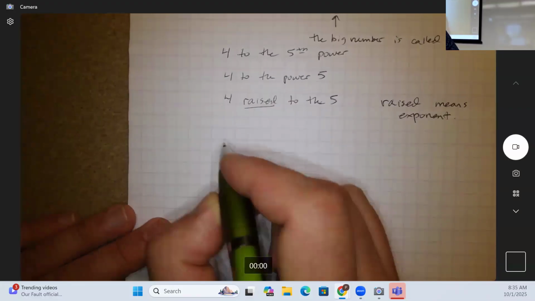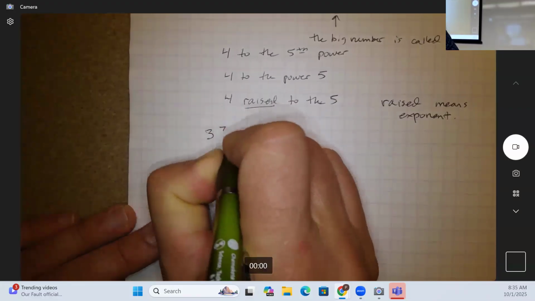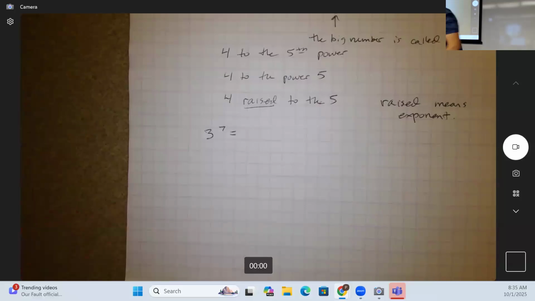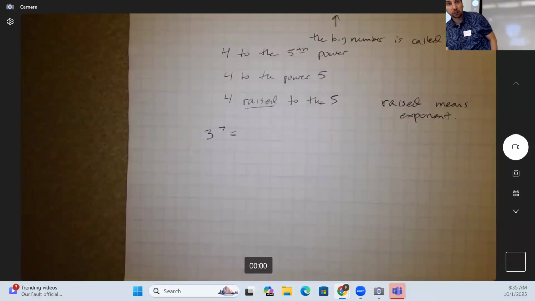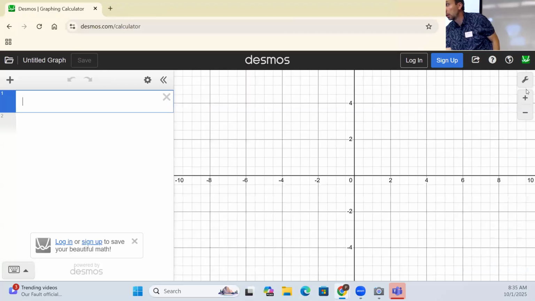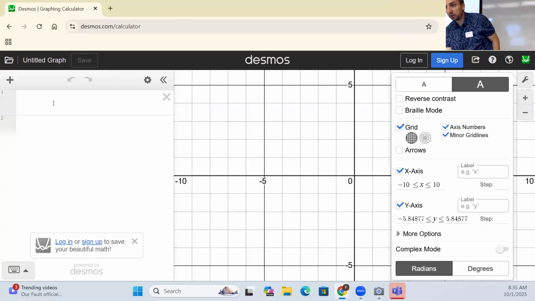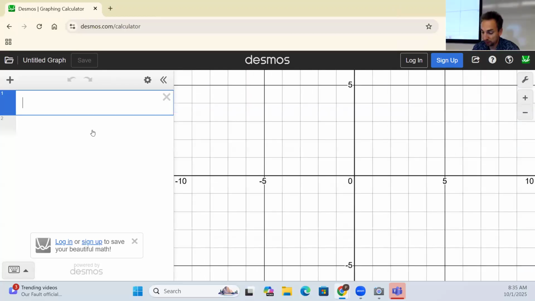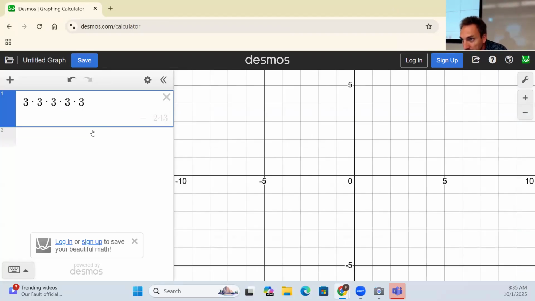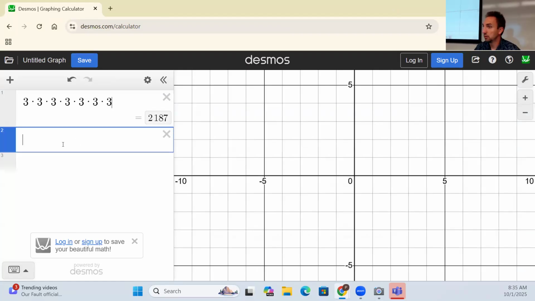These are big numbers. Let's actually look at what 3 to the 7th is. So I'm going to grab Desmos, and I'll use just the calculator function here. 3 to the 7th is 3 times 3 times 3 times 3, 3 times 3 times 3, all the way up into the 2000s.